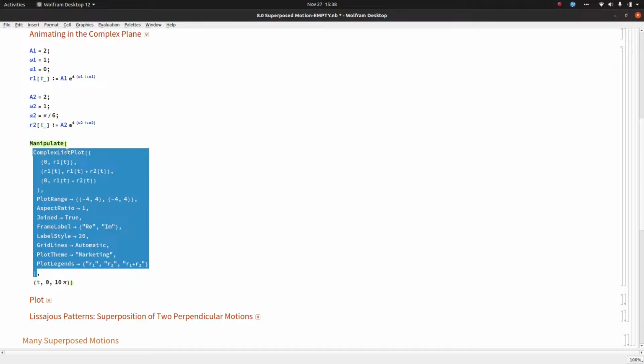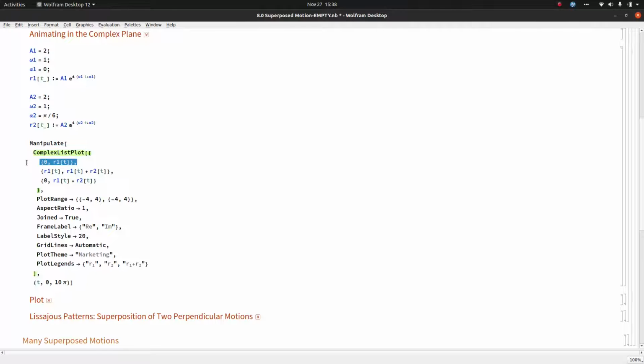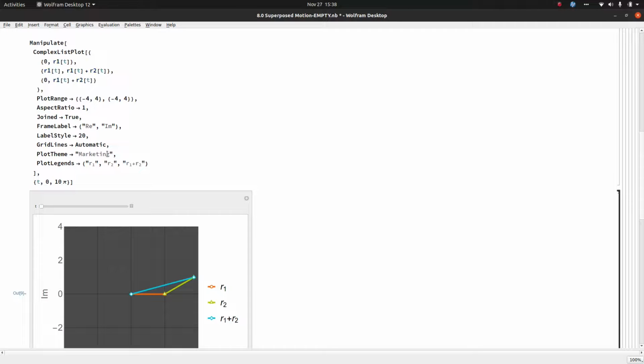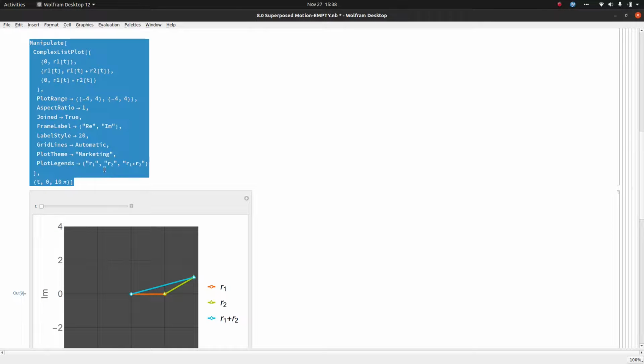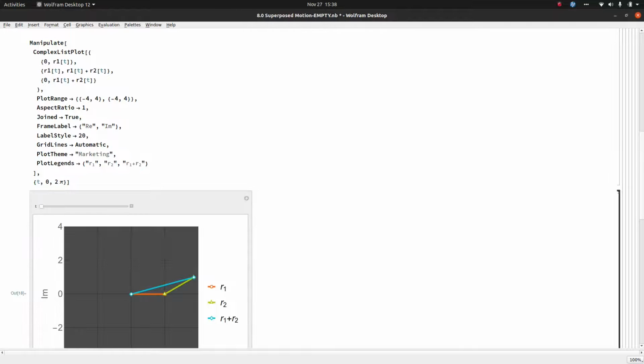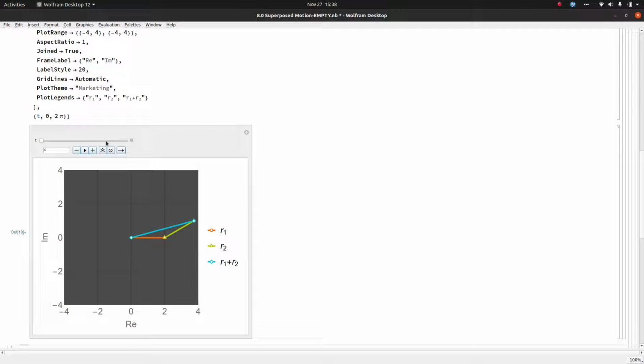And we're going to do a complex plot of that function. And we're going to plot a vector from 0 to R1, from R1 to R1 plus R2. So effectively, that's going to be a plot of the vector R2 starting at R1. And then we're going to show a vector that is from 0 to R1 plus R2, so the combined vector. Just go ahead and run this. And actually, let me change one thing here. Just want it to run a little bit slower.